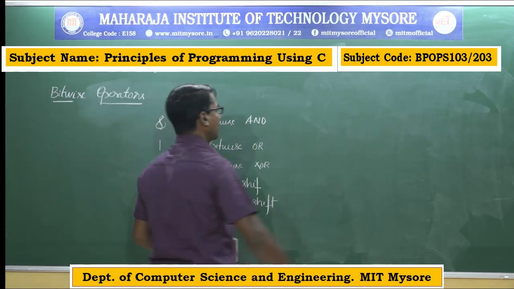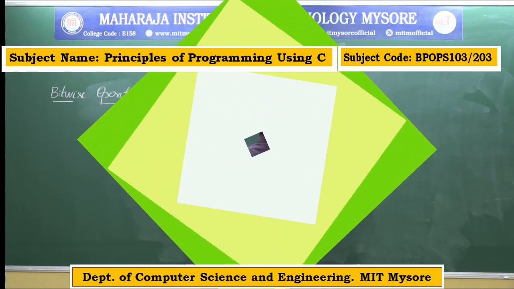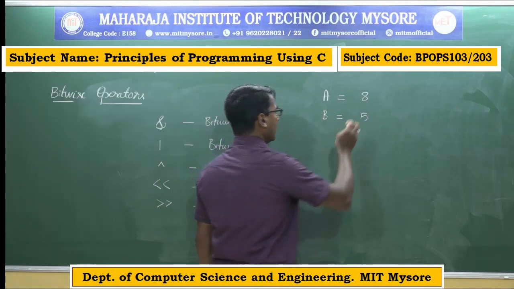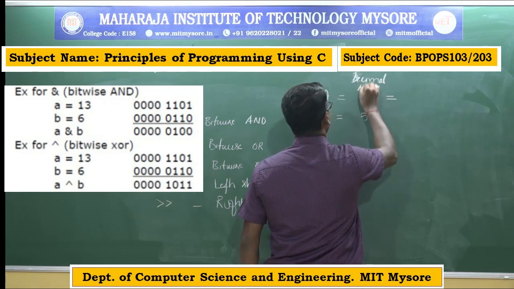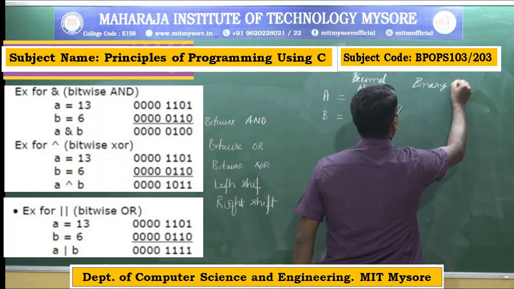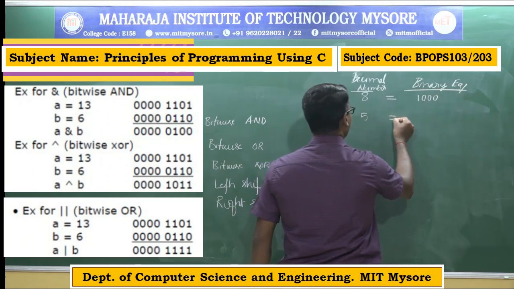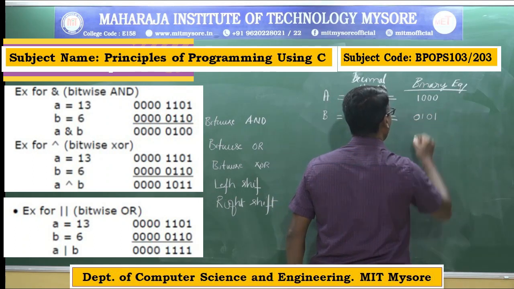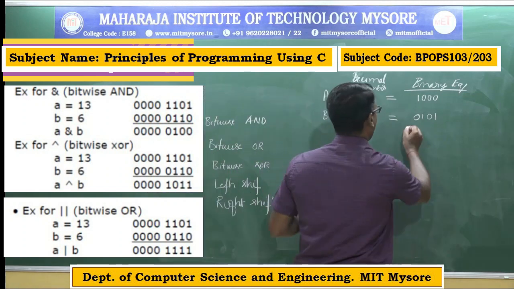First, the bitwise AND operator. Let's consider an example. Now I have two values, A is equal to 8 and B is equal to 5. Now the binary equivalent of these decimal numbers: the binary equivalent of 8 is 1 0 0 0, and the binary equivalent of 5 is 0 1 0 1.